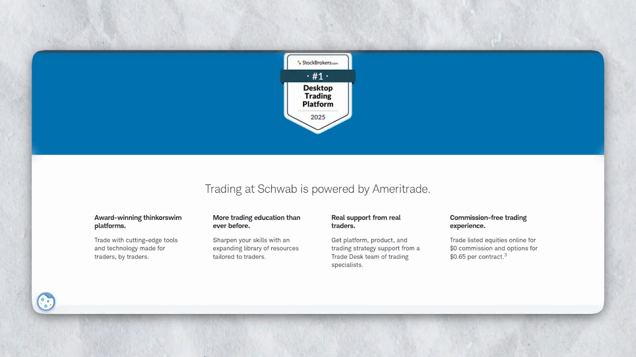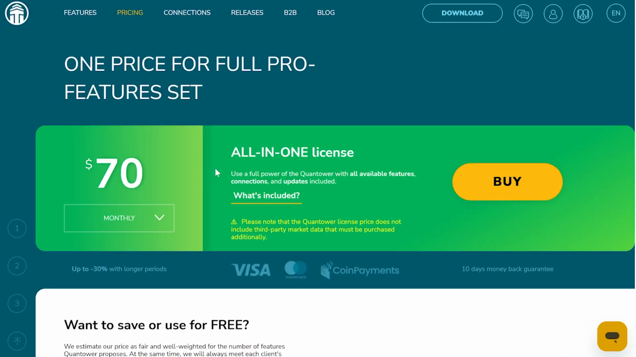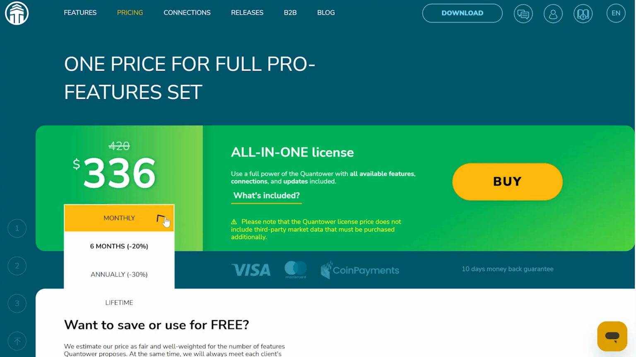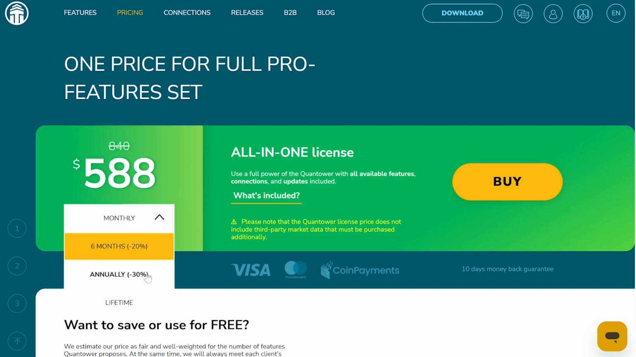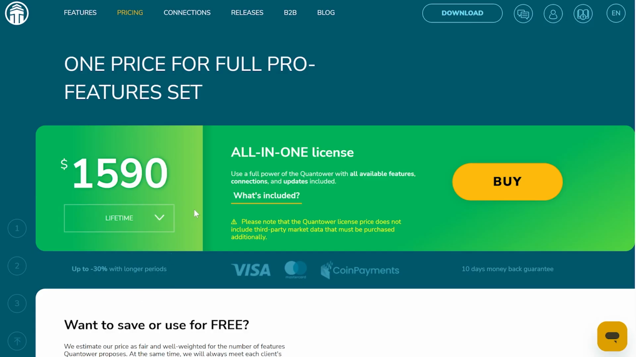Okay, so now I want to talk a little bit about how much Quantower costs. The platform starts at $70 per month for a monthly license, but you get discounts if you subscribe for a longer period. For 6 months, it's $336, and annually, it's $588. One thing I really like is that Quantower offers a lifetime plan that costs $1,590. I think lifetime plans are a great deal, especially for a trading platform like this. With Quantower's lifetime license, it's worth noting that you get all future updates included. So it's a pretty good deal.